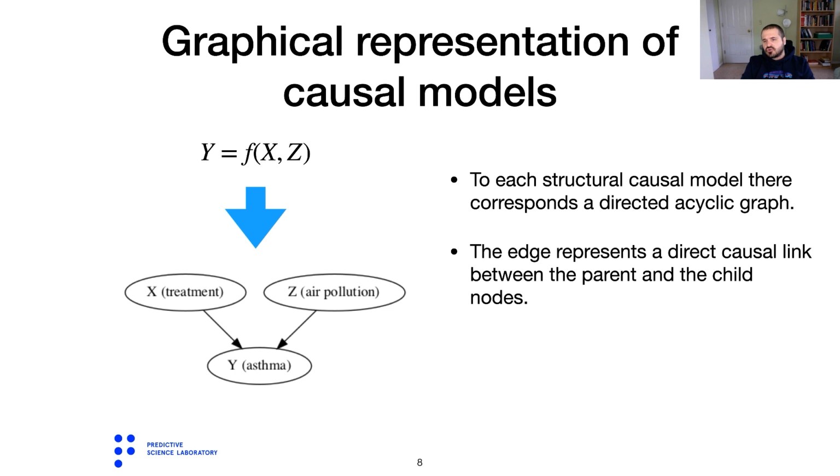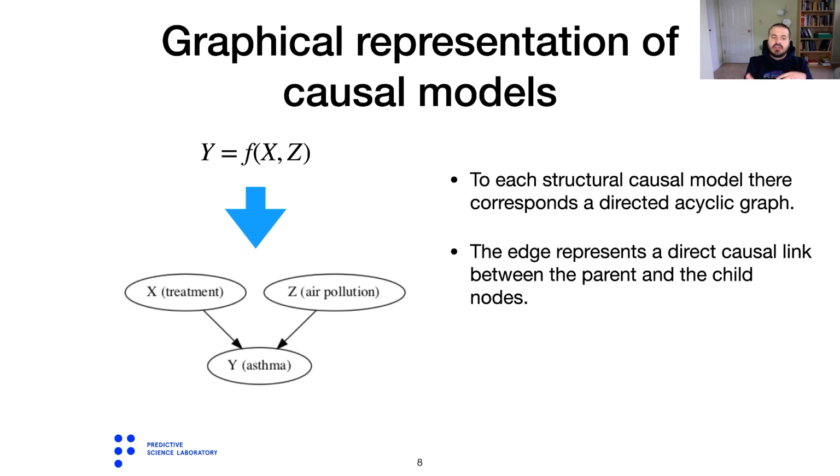Now, to each structural causal model, there corresponds a directed acyclic graph. That is a graph whose edges are arrows, and it is acyclic in the sense that the arrows do not form a cycle in the graph. The edges in this graph represent a direct causal link between the parent and the child node. So here, the treatment X is directly affecting whether or not a patient has asthma, Y. And the same thing happens between Z and Y.